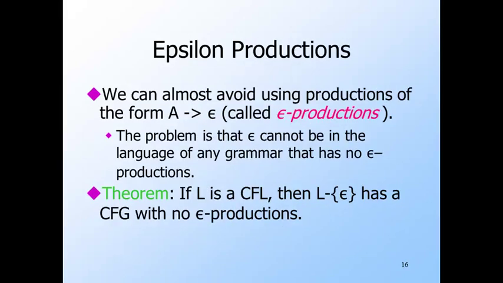Epsilon productions are those that have body epsilon. They can be eliminated from a context-free grammar, and the only thing that we lose is that we can no longer derive the empty string.